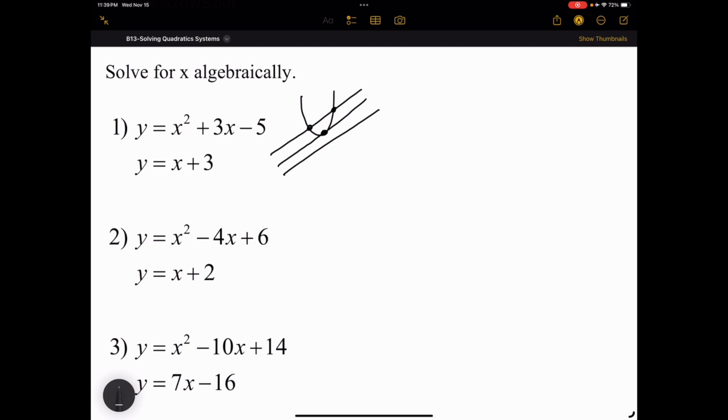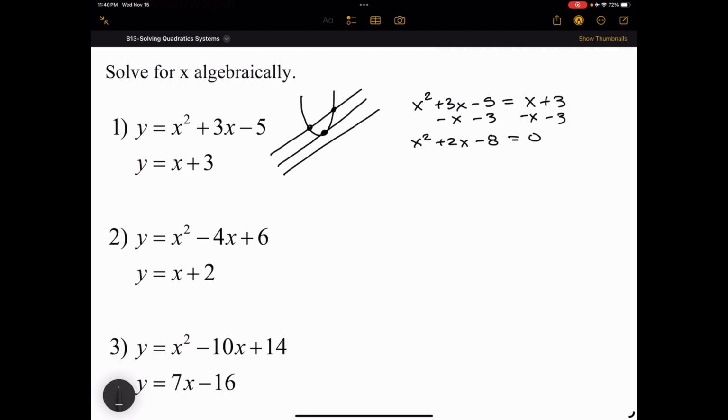So let's look at number 1. We have x squared plus 3x minus 5 equals x plus 3. I'm going to move everything to the left. So I'm going to subtract x and subtract 3 from both sides, so minus x minus 3. On the right-hand side, I'm going to have 0. Left-hand side, x squared plus 2x minus 8, equal to 0.